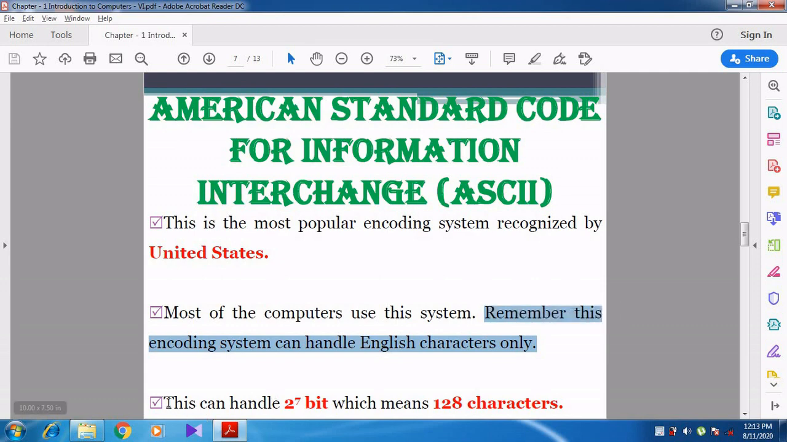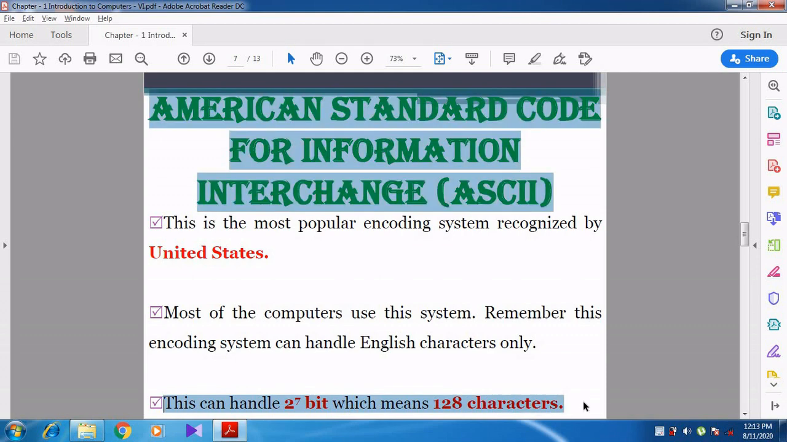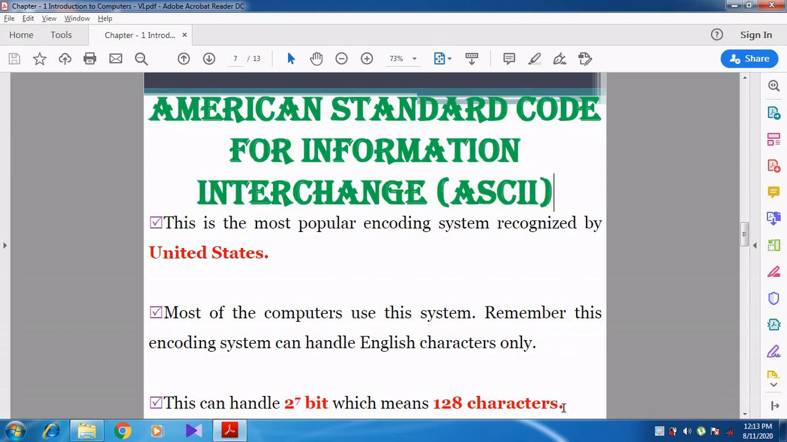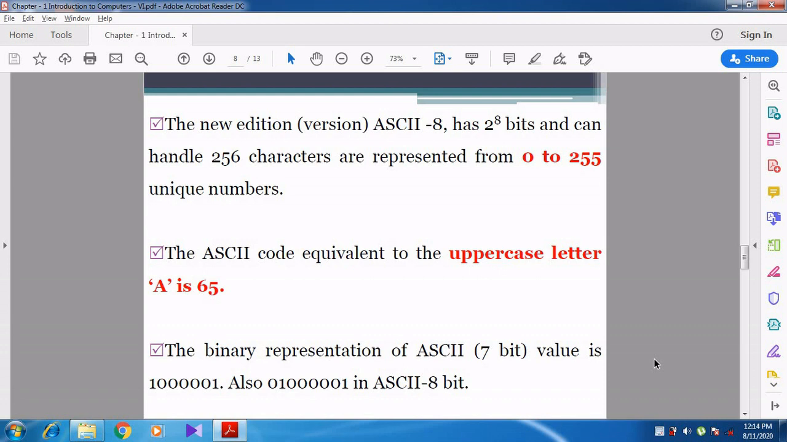So this can handle 2 power 7. 2 power 7 means it represents 128 characters. It can handle only 128 characters. So this is a 7-bit representation. But later there is a representation called 8-bit. So the 8-bit representation was implemented.